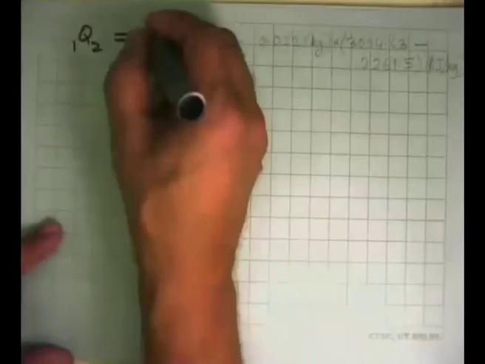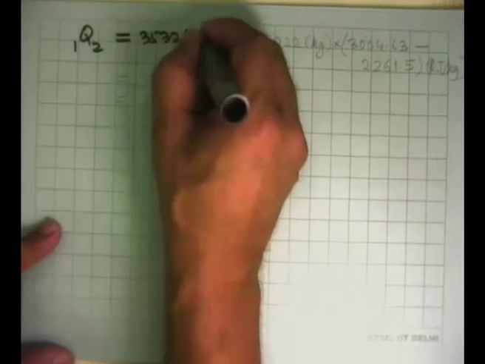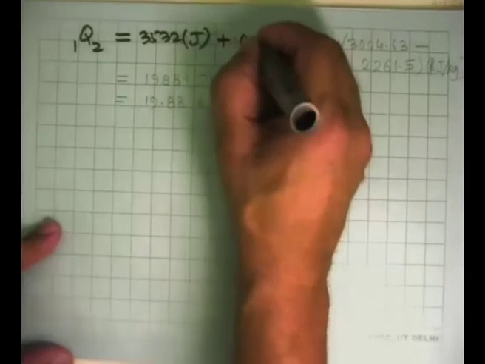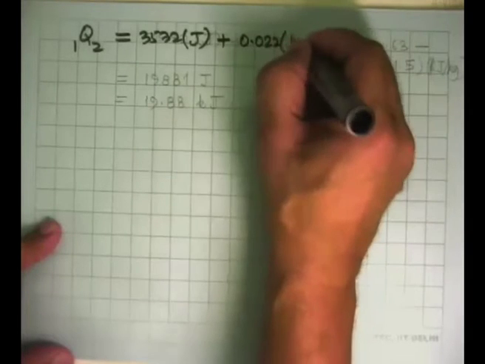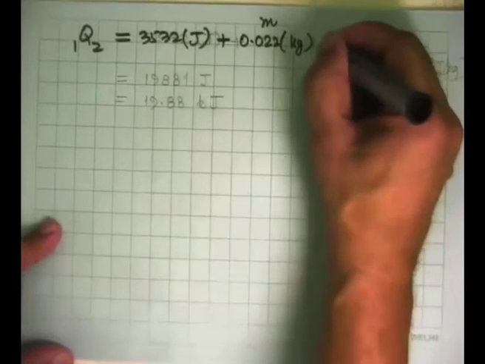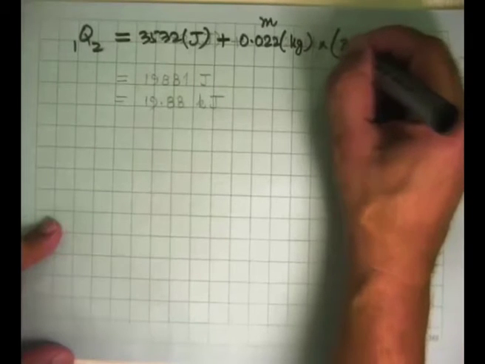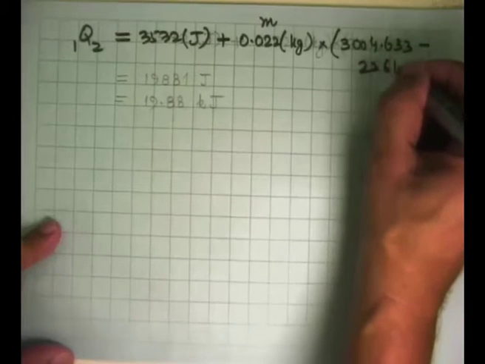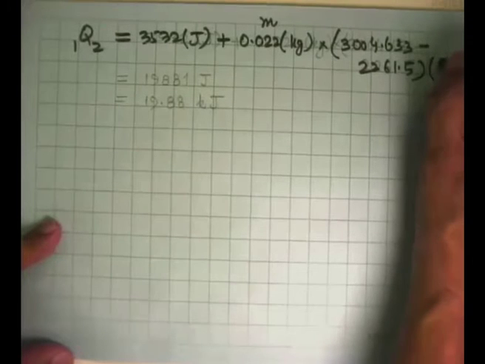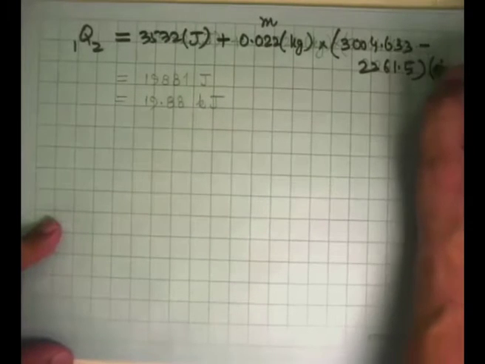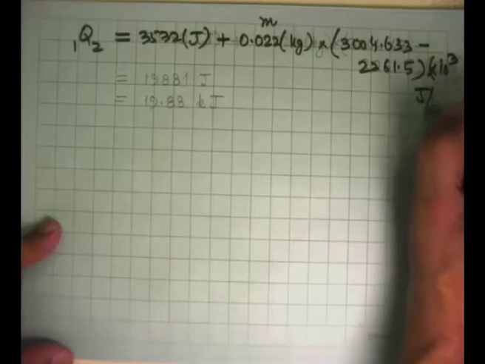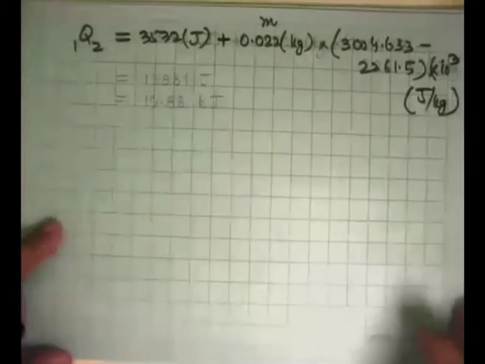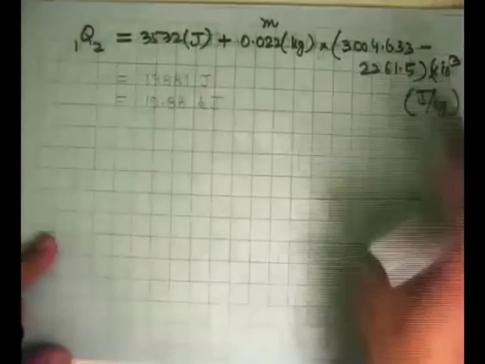Okay, so the next step is then we just put everything together in the equation we had right in the beginning, that Q12 is W12 plus m(U2 minus U1): 3532 joules plus 0.022 kilograms, which is the mass, multiplied by the difference of internal energy, 3004.63 minus 2261.5, and these units were into 10 to the power 3 joules per kg. This joules, this also has to be joules.